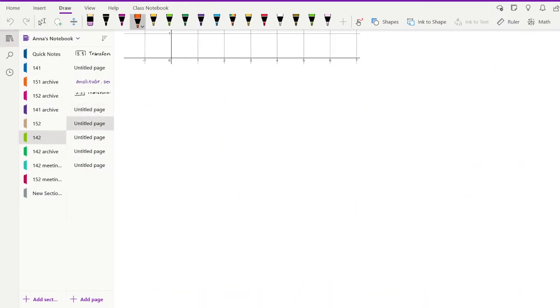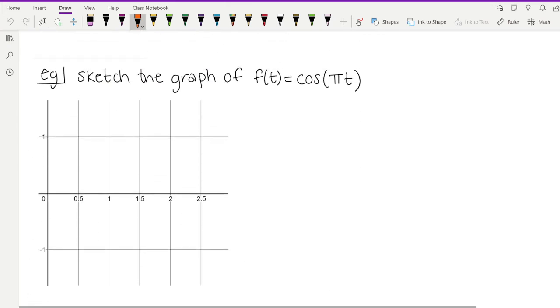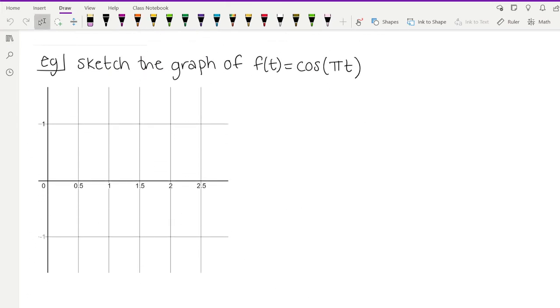Okay, so let's do another example, or another couple of examples. So the next one I want to do is we want to sketch the graph of f of t is equal to cosine of pi times t. So the first thing I want to do before we go ahead and sketch it is figure out what the transformation is, and then figure out what the period is because that will help us to sketch it. So this one is, well, we don't know yet whether it's stretched or compressed, but we can focus on what t is getting multiplied with. So t is getting multiplied with the number pi.